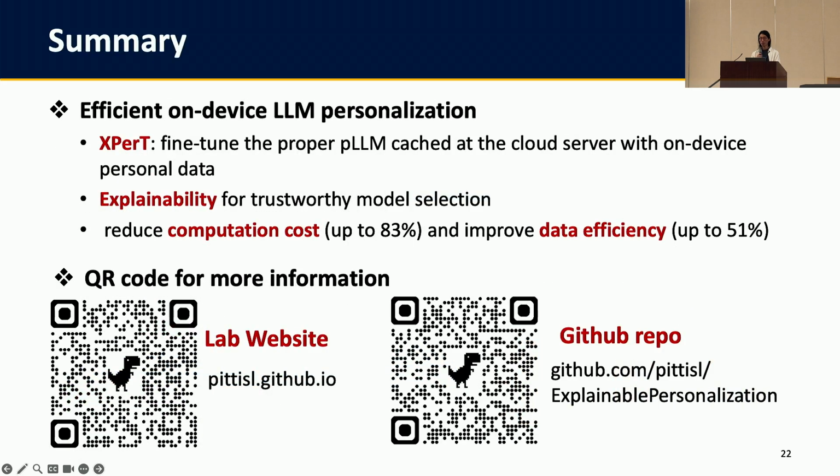So in summary, we propose EXPERT, a method that can accelerate on-device LLM personalization by starting from a well-matched model. And the explainability of EXPERT can ensure trustworthy and accurate selection. And for more information, you can check the details on our website or the GitHub repo.